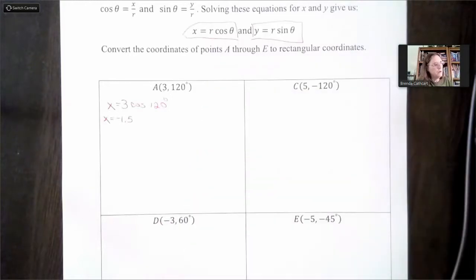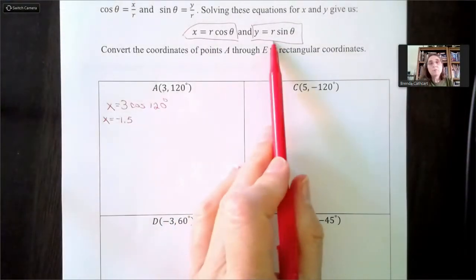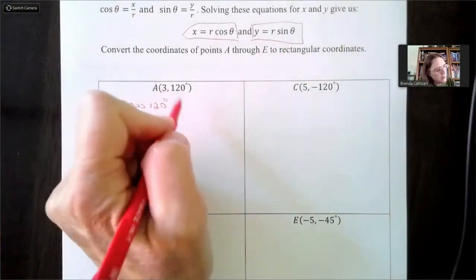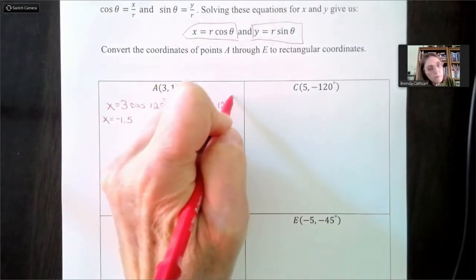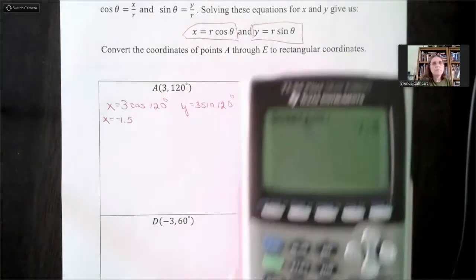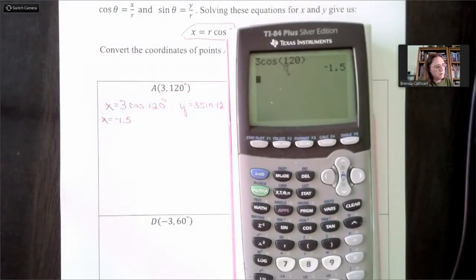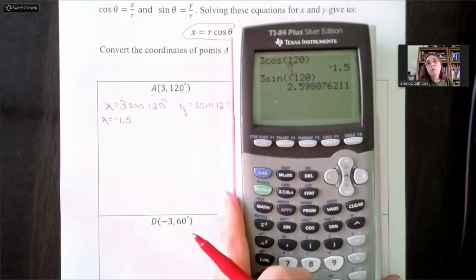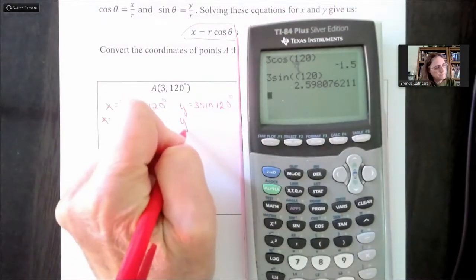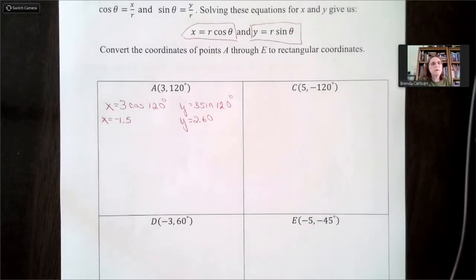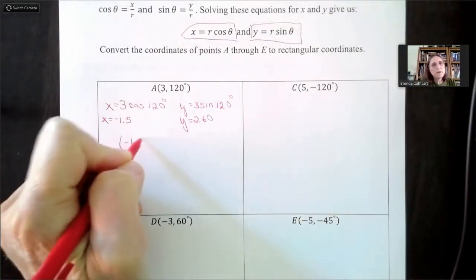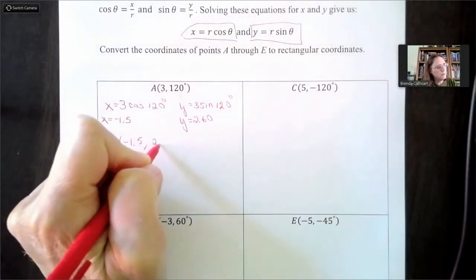Then we're going to do our y-coordinate. Y is equal to the radius times the sine of the angle. So y is equal to 3 times the sine of 120 degrees. Again, we're going to do that on a calculator. So we go 3 times the sine of 120, and we get 2.60. So we have an ordered pair here: the x-coordinate negative 1.5 and the y-coordinate 2.60.